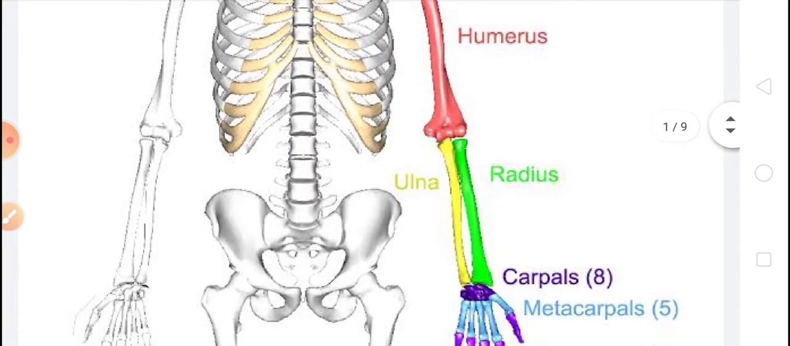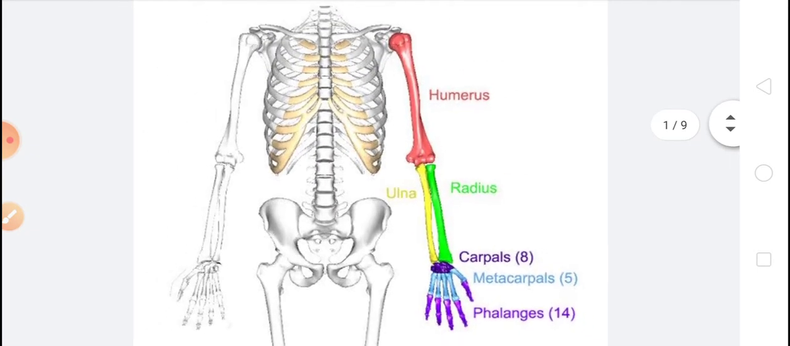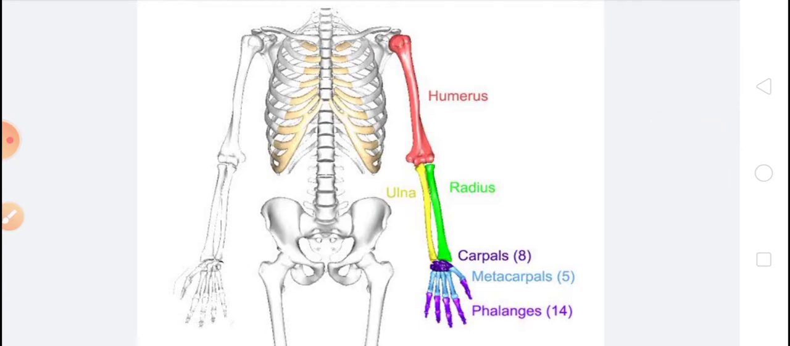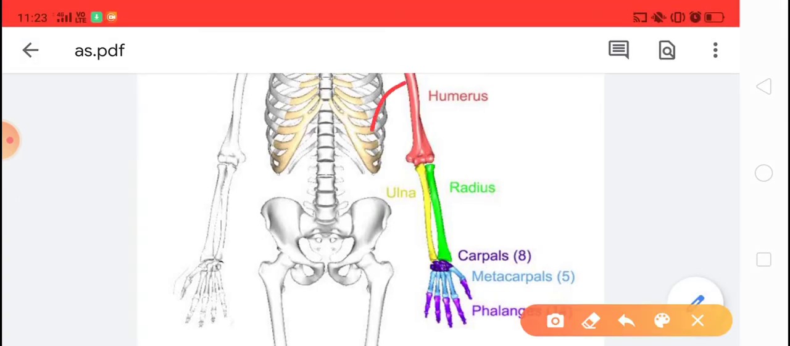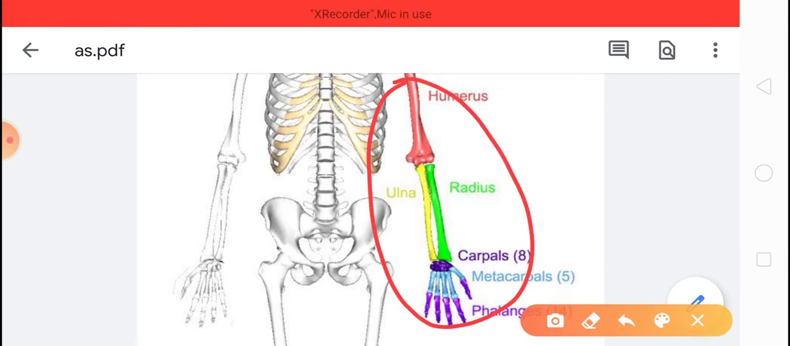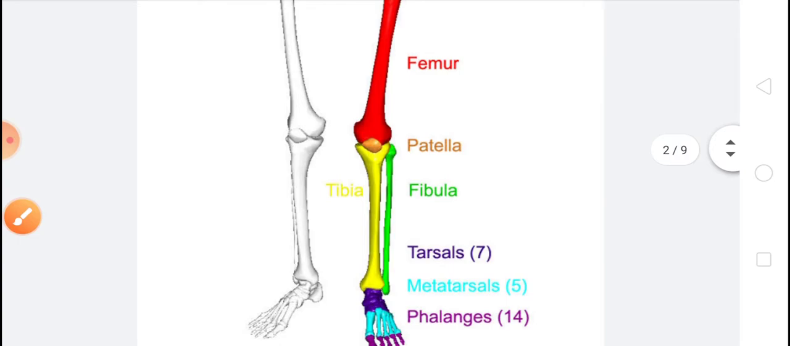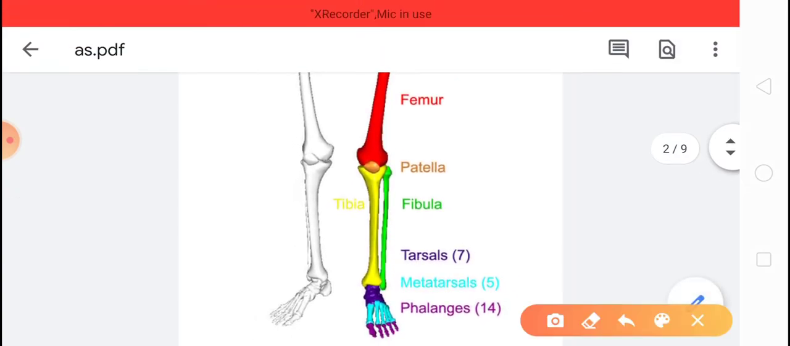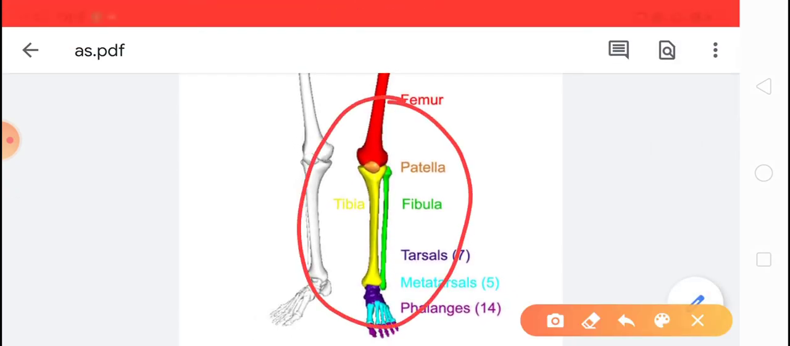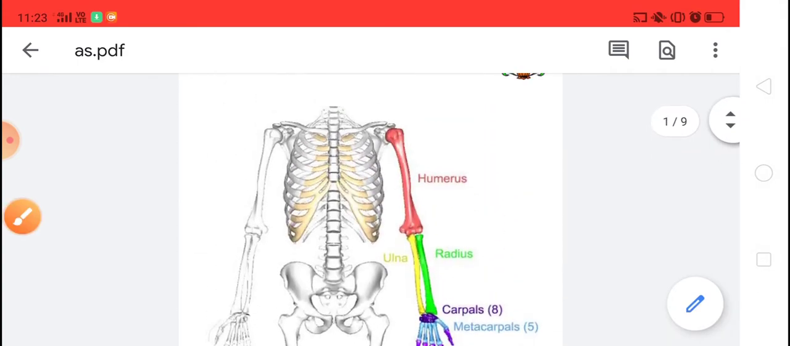There are two pairs of limbs present in our body: forelimbs and hind limbs. Forelimbs means our arms, and hind limbs means our legs.